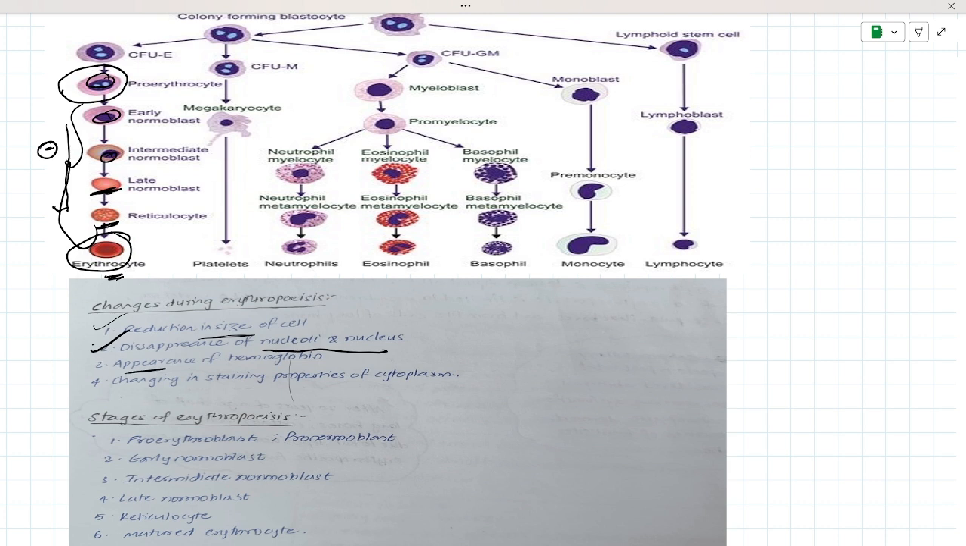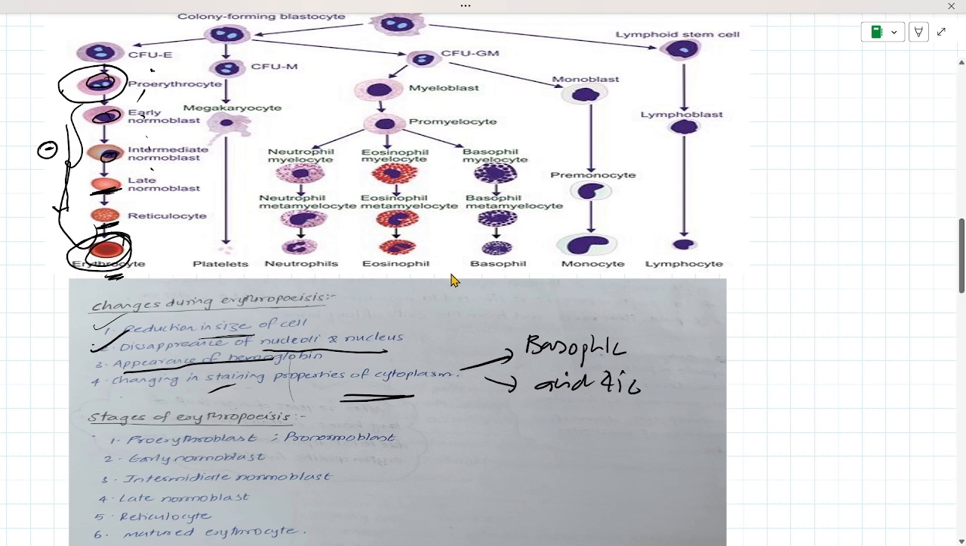And next, appearance of hemoglobin. See, hemoglobin is red in color, no? A mature erythrocyte is red in color. So there will be synthesis of hemoglobin as the CFU-E passes through various stages. And there will be a change in staining properties of the cytoplasm. Cytoplasm is stained differently at different stages. Sometimes it is stained as basophilic, sometimes as acidophilic. So there are different stages in which the cytoplasm is differently stained.